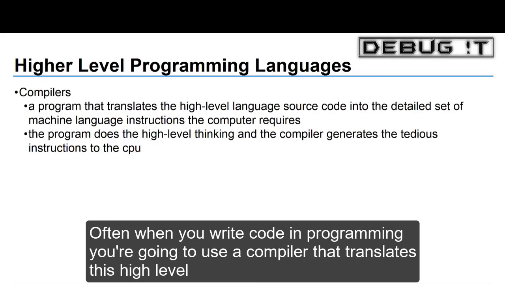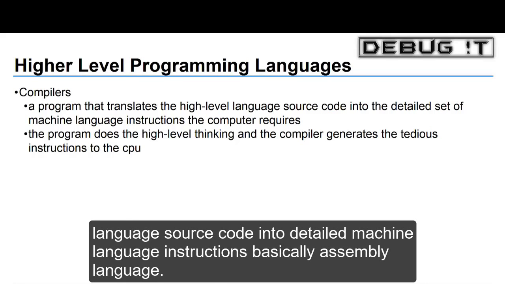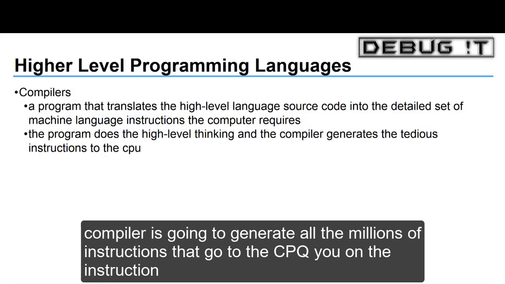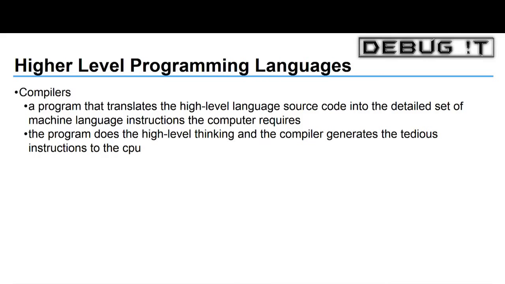Often when you write code in programming, you're going to use a compiler that translates this high-level language, source code, into detailed machine language instructions, basically assembly language. So you're going to write a program that's going to do high-level, more abstract thinking, and then the compiler is going to generate all the millions of instructions that go to the CPU on the instruction set.